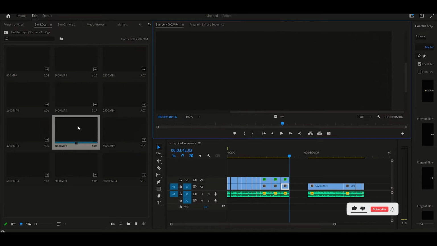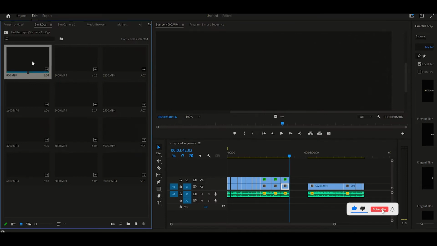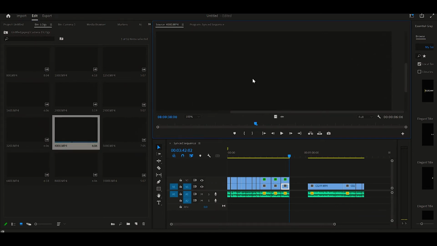So let me now compare this ISO 4000 and ISO 800. Look at the ISO 800. Look at ISO 4000. No difference at all. It's so funny. When I discovered it, I never knew. I was always like, oh, ISO 800 is too small for me.